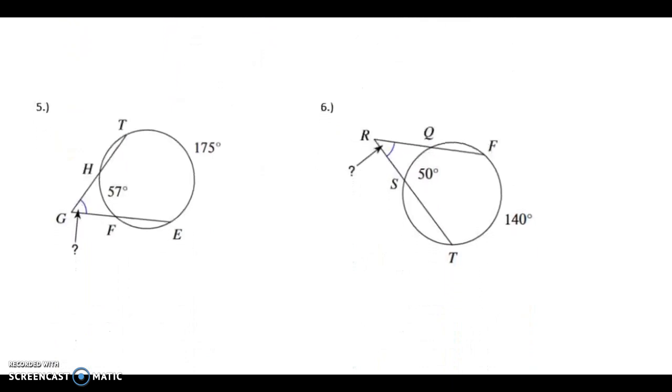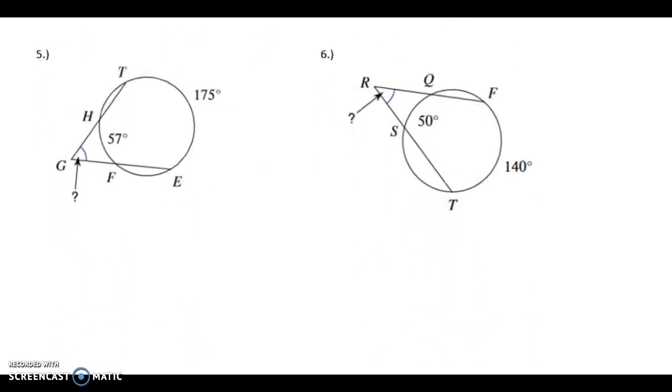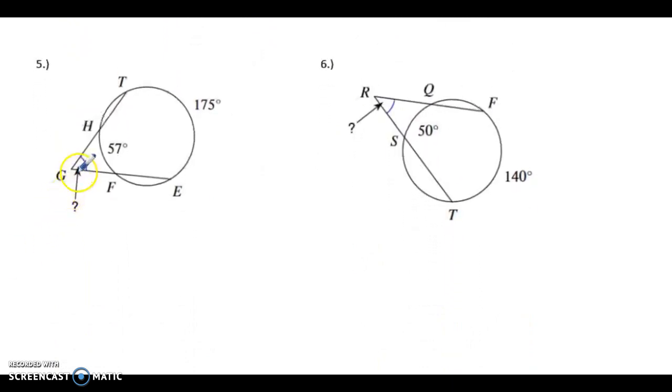Down to number 5. In number 5, to get this angle where the question mark is, it's the big arc, 175, minus the little arc, 57, divided by 2. So 175 minus 57, divided by 2, will give me the angle that the question mark is in. So you can finish that one up.